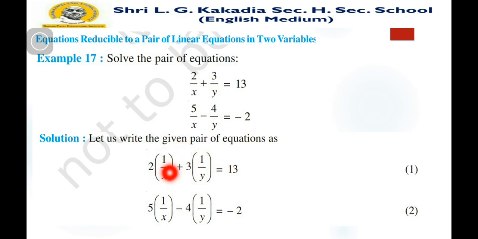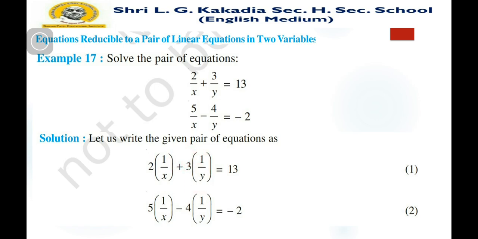In this way we can write 1 upon x and 1 upon y. Similarly, 5 upon x we can write as 5 into 1 upon x, and 4 upon y we can write as 4 into 1 upon y. Now in both equations you can see 1 upon x and 1 upon x, here 1 upon y and here 1 upon y. These terms are equal in both equations, so now we are going to assume some value equal to this given term.